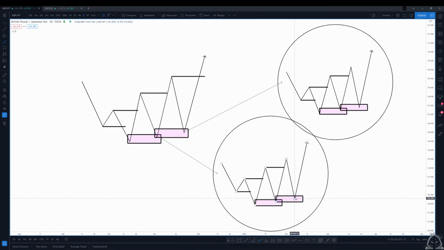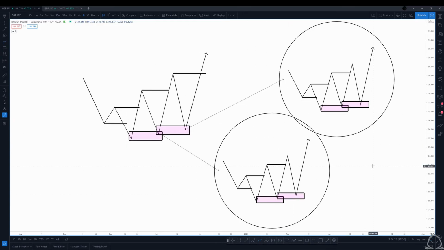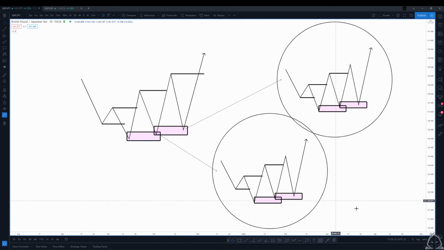Now, of course, something to keep in mind, we're not always going to get the second mitigation, the second entry potential, but what this also will do is help increase your strike rate overall, which is going to massively help if you're seeing loss after loss. This helps confirm the trend.